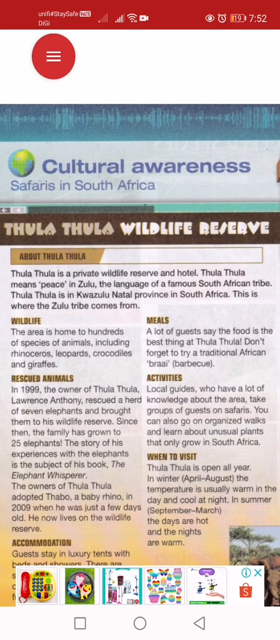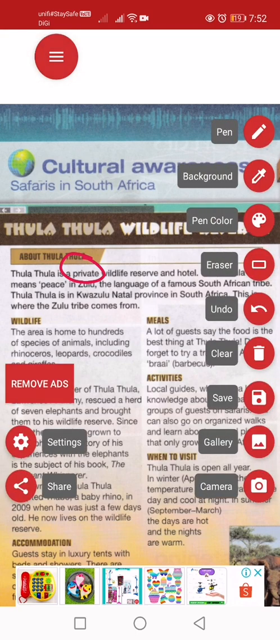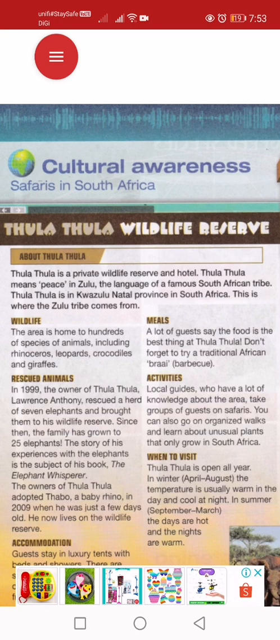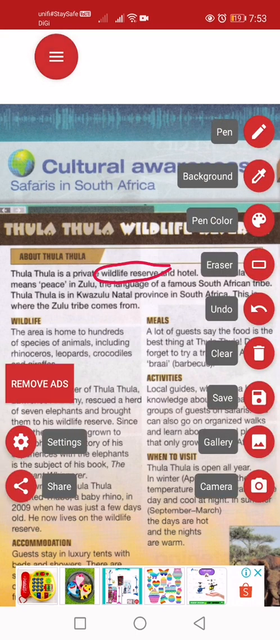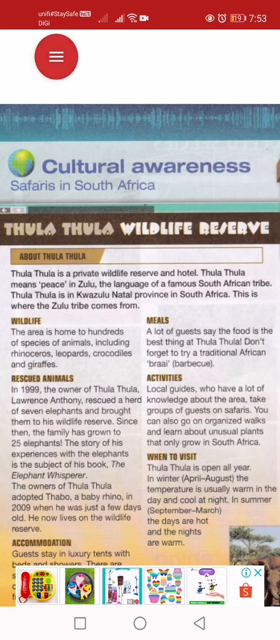So let's look at Tula Tula. Tula Tula is a private, swasta, reserve. Maksudnya dia dibangunkan oleh syarikat swasta. Orang yang membawa orang pergi melawat tempat tu ialah syarikat-syarikat pelancongan yang swasta. It's a private wildlife reserve. Dia tidak dijaga oleh kerajaan, dia dijaga oleh syarikat swasta. The hotel too is not run by the government. Tula Tula means peace.